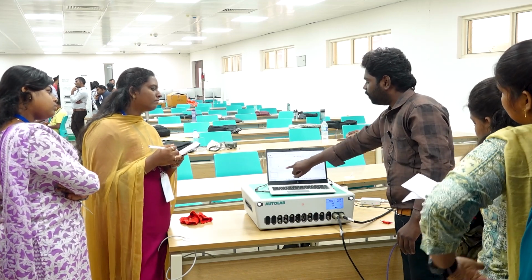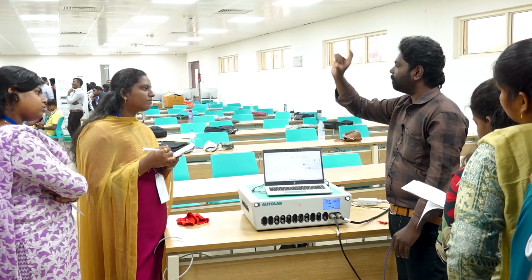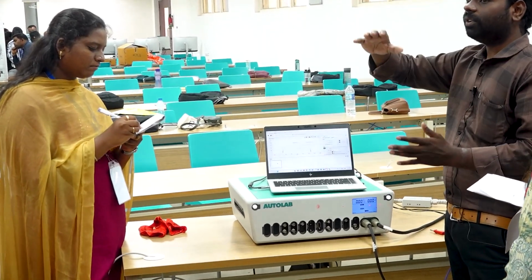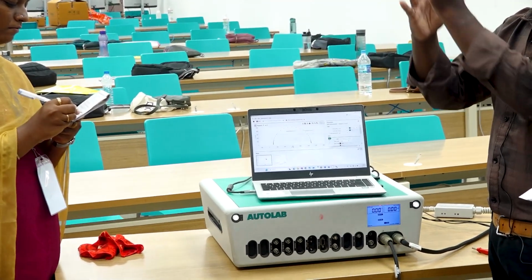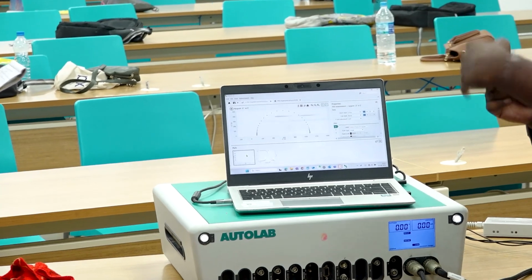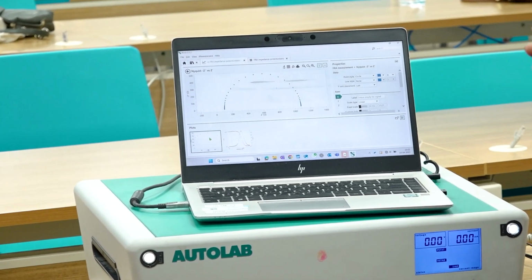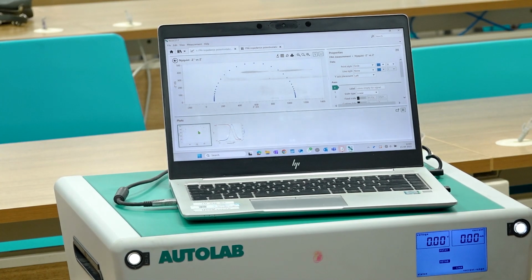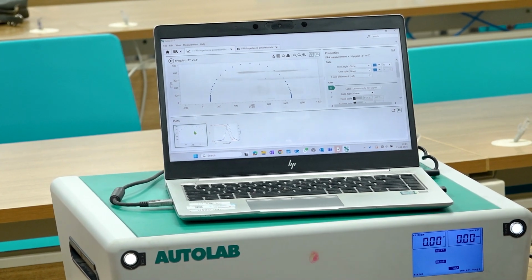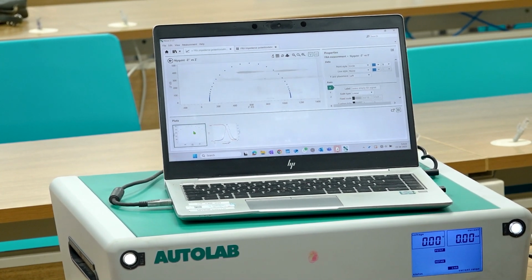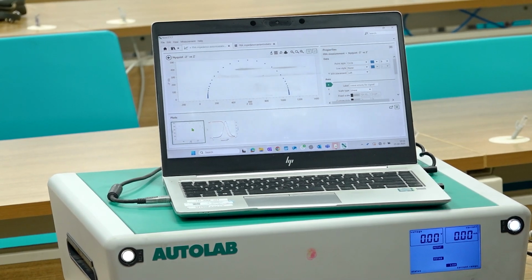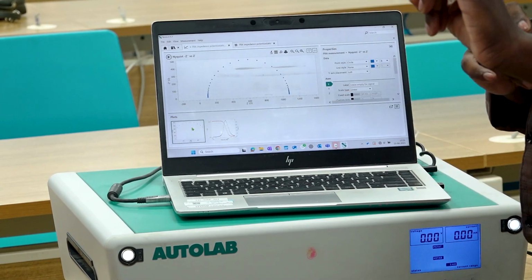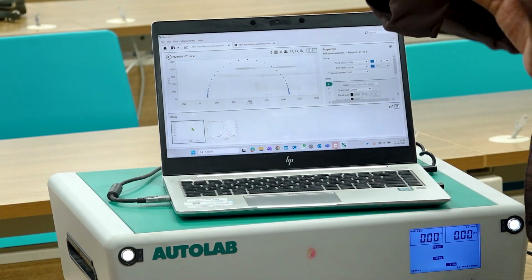So the height denotes the amount of capacitance, right? If capacitance is more, your semicircle will not be complete. If it is more, it slowly turns the semicircle into a straight line. That is the double layer.